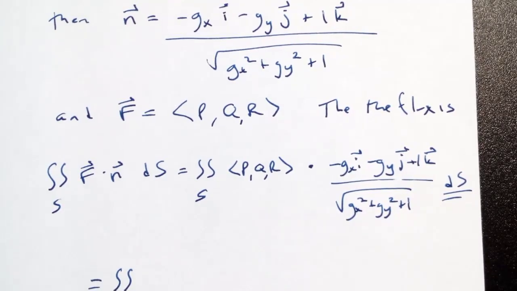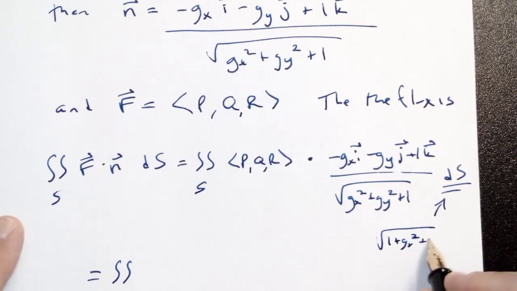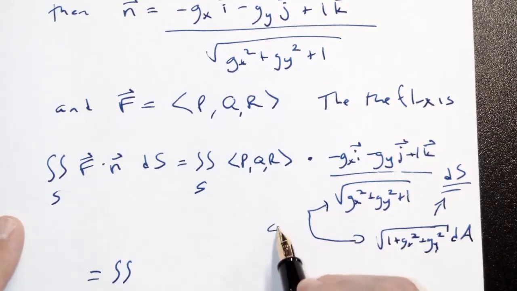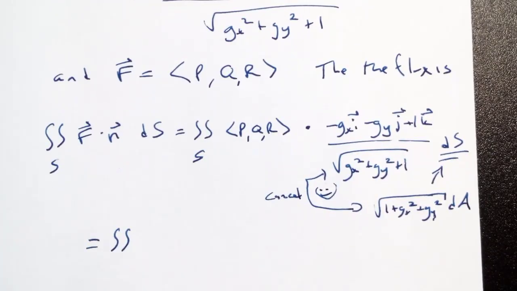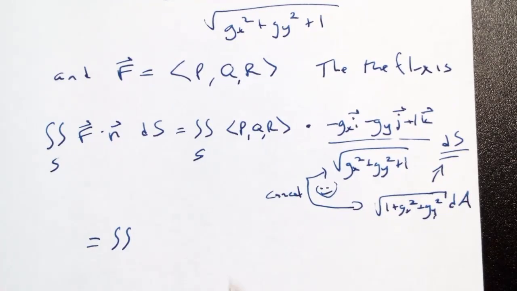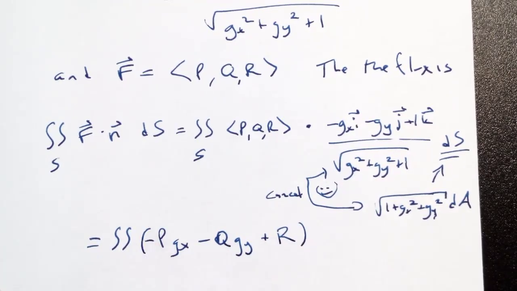There's a little bit more. Aha. Which means these cancel. And all I have to do is the dot product. When I do the dot product, I multiply the i part by the i part, the j part by the j part, and the k part by the k part. So I get negative P times g_x minus Q times g_y plus R. The square root cancels with the square root. That's done dA.